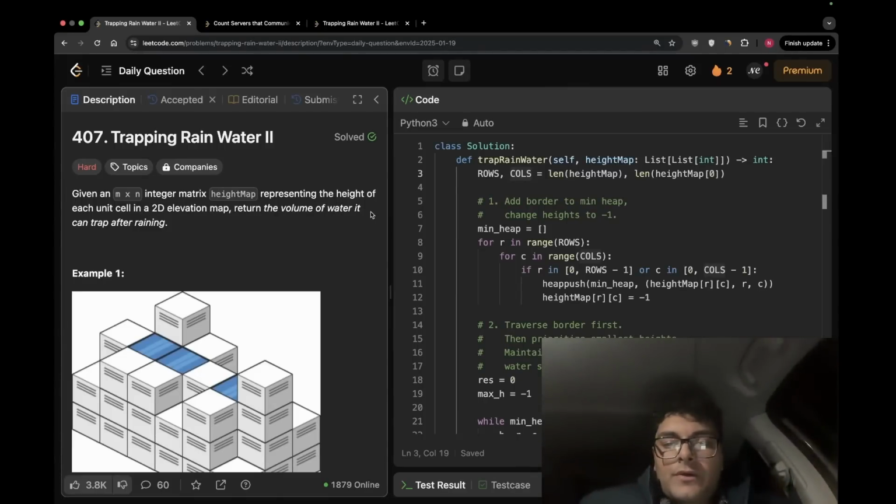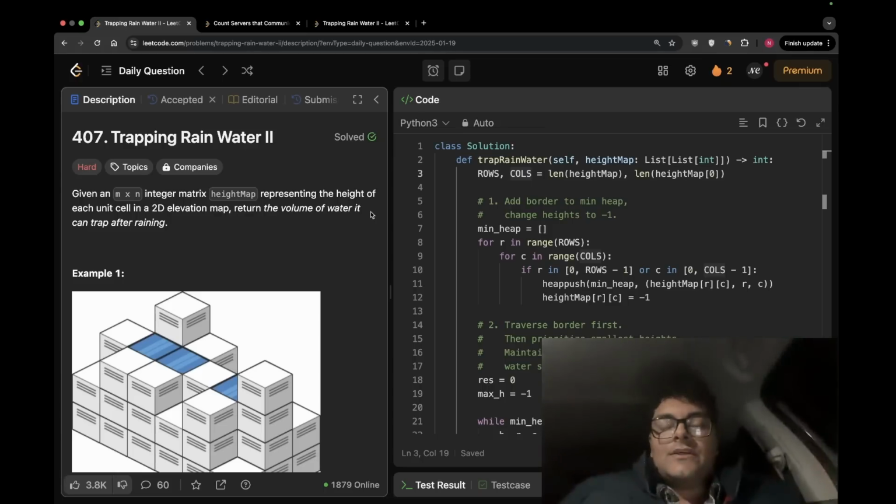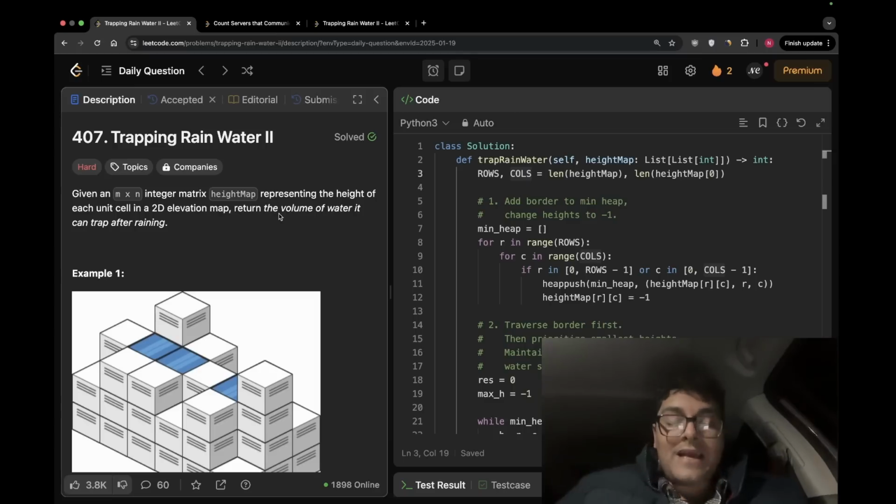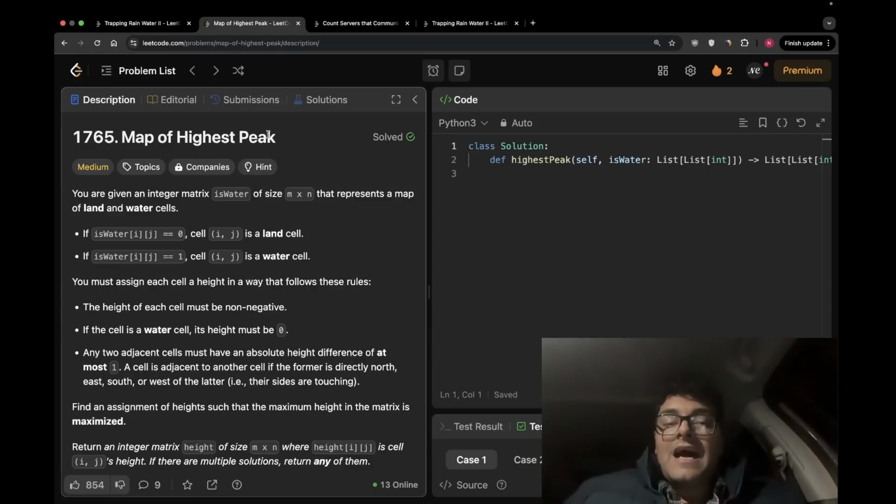So you're probably wondering how I got here. And so let me just tell you a short story. I didn't expect that I would be recording a video today because I thought I had already recorded today's daily Leetcode problem. I expected it to be this one, a map of highest peak.